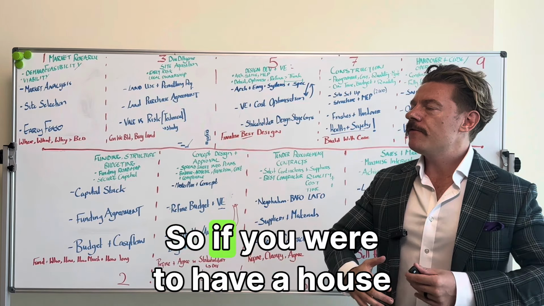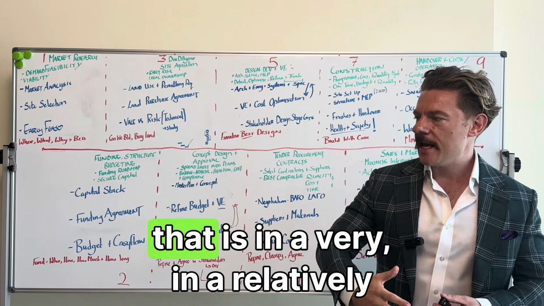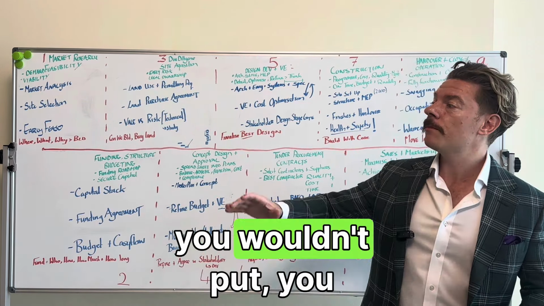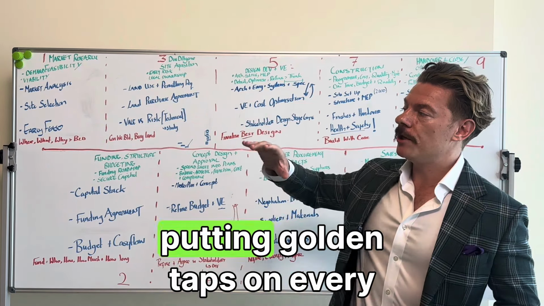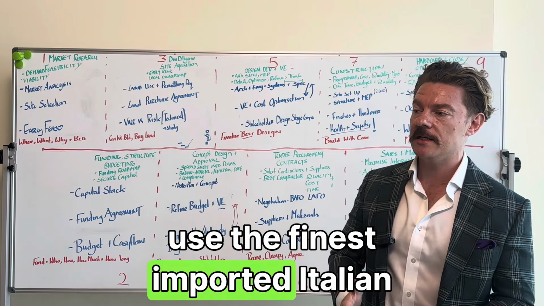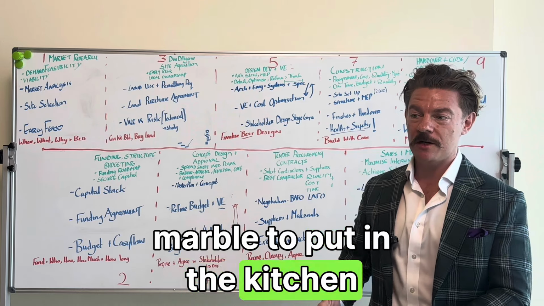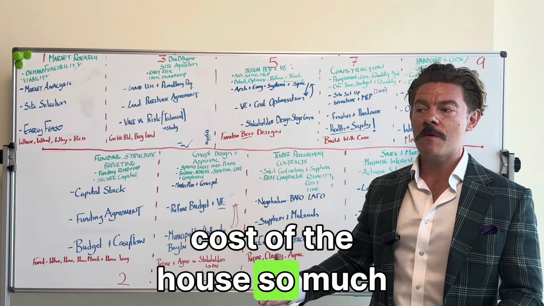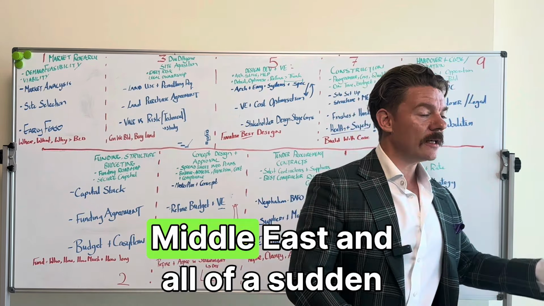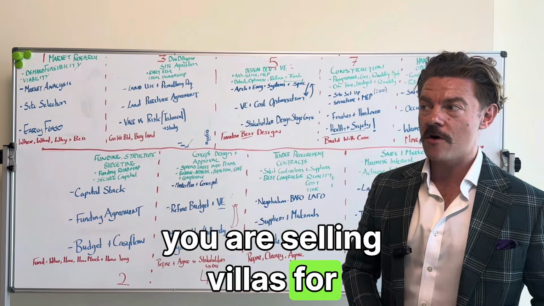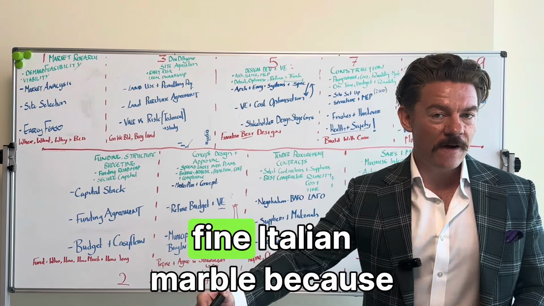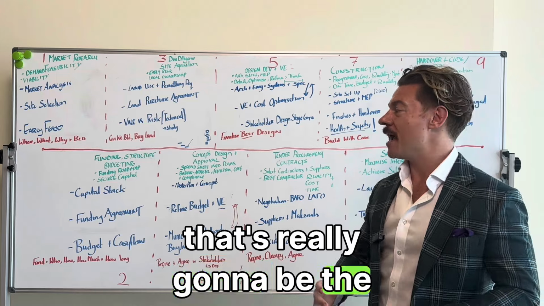So if you were to have a house that is in a relatively mid to low income area, you wouldn't spend your budget on putting golden taps on every bathroom, or you wouldn't use the finest imported Italian marble in the kitchen, because that would raise the cost of the house so much that people in the area couldn't afford it. Now, however, if you're in the Middle East and all of a sudden you're selling villas for $10 million plus, you're going to need those gold taps. You're going to need that fine Italian marble, because that's really going to be the element that sells it.